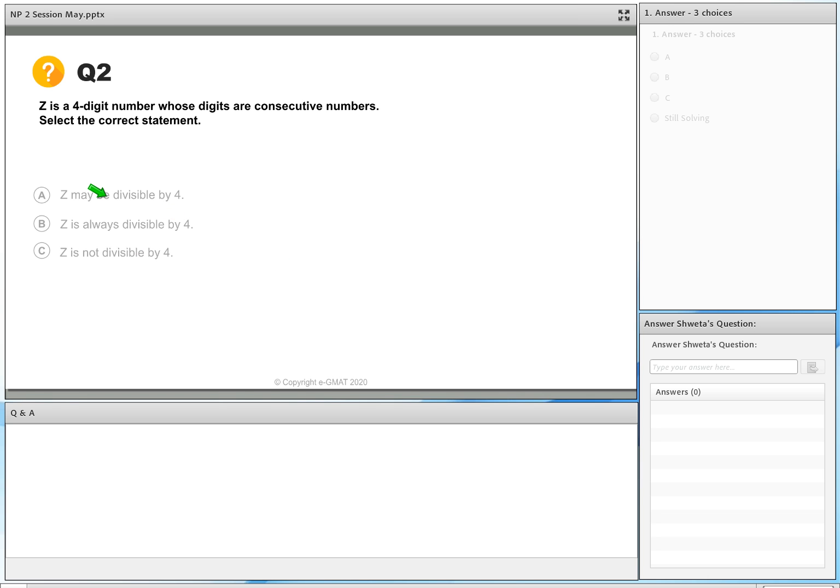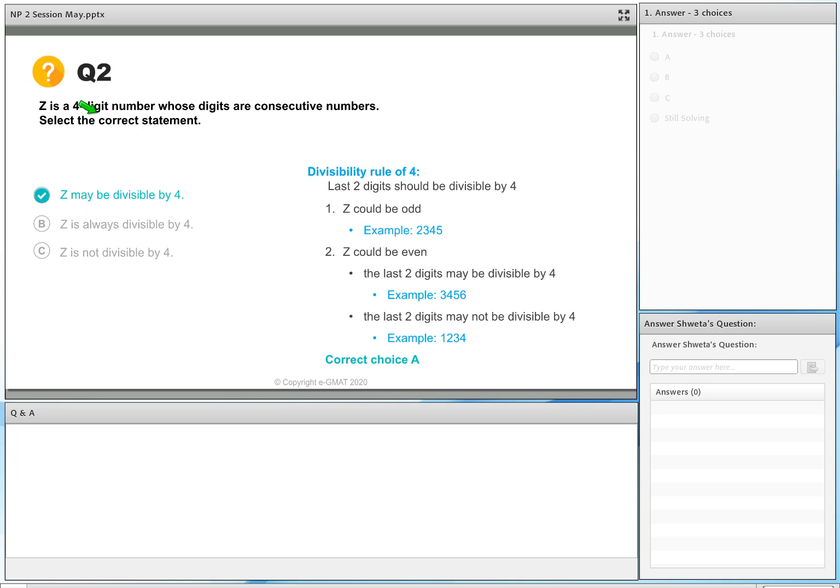A says it may be divisible. C says it's just not divisible. So very few people thought it is always divisible. Let's discuss this. So Z is a four-digit number. Digits are consecutive numbers. So yet again, you can think of it as x, x plus 1, x plus 2, x plus 3. But the nature of the divisibility test will tell you that you should think differently.